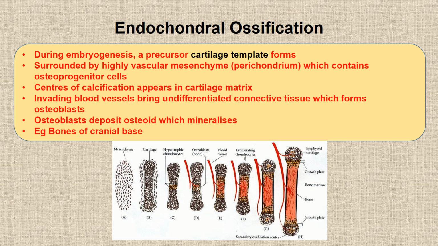Now, endochondral ossification in a nutshell means there is a precursor cartilage template. This cartilage template is surrounded by vascular mesenchyme, which contains osteoprogenitor cells, and centers of ossification appear in the cartilage matrix, and eventually the osteoblasts deposit osteoid which mineralizes. An example of endochondral ossification is the bones of the cranial base.